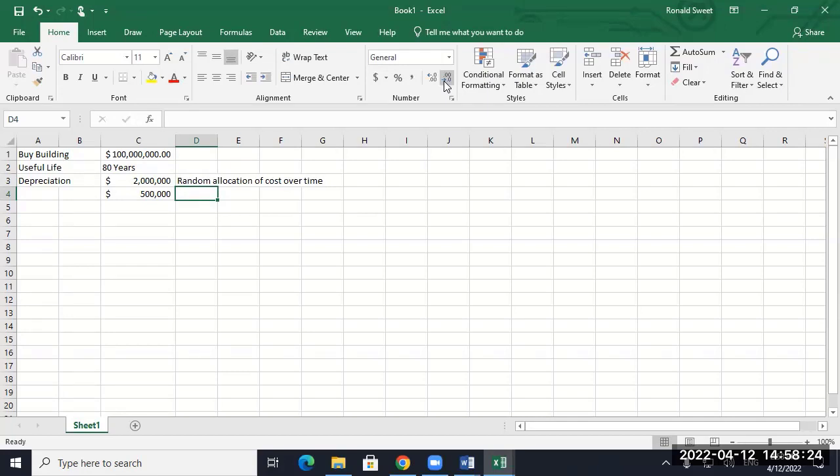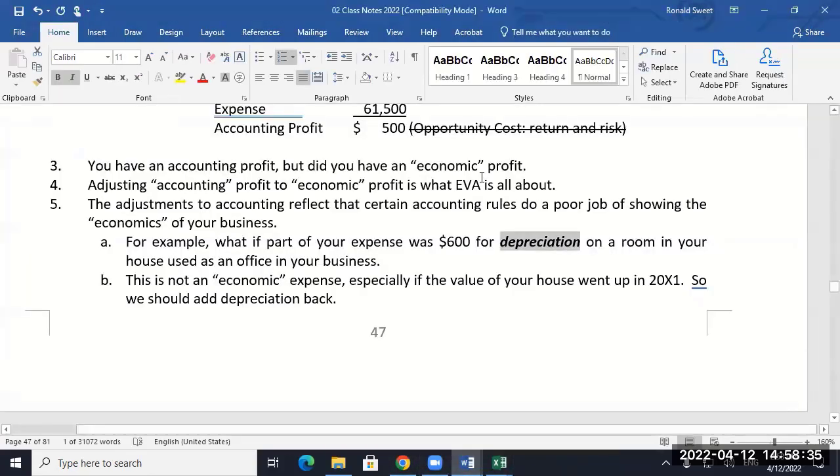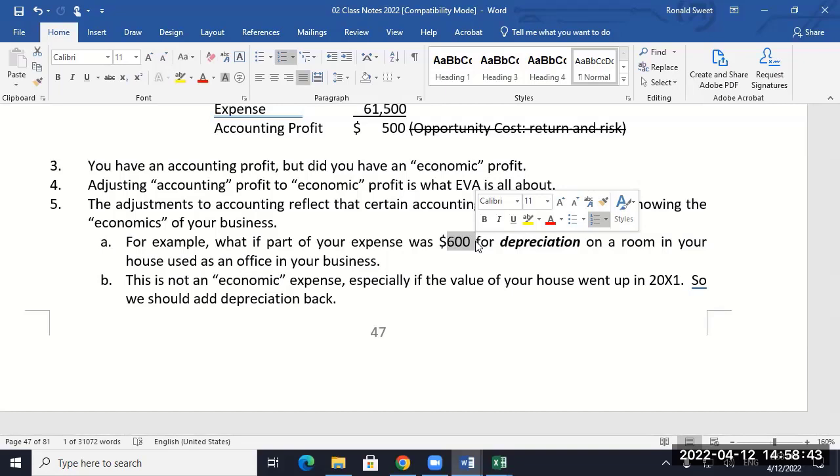Right? So depreciation, the most obvious one. I think almost every firm out there that does economic value added, they add back depreciation. That's kind of the obvious one. USAA adds back depreciation. So $600, you had a room in your house and you use it only for this business, so you decided to depreciate that room. And that was $600. So you had an expense of $600.